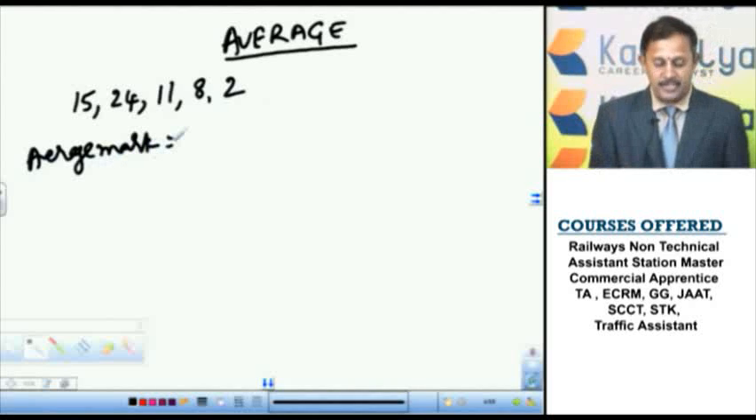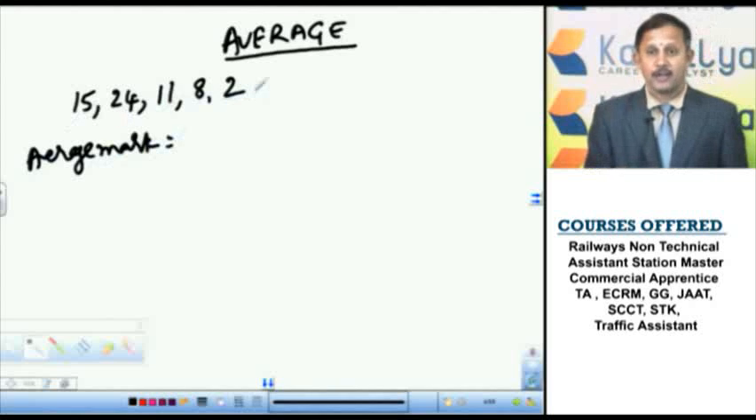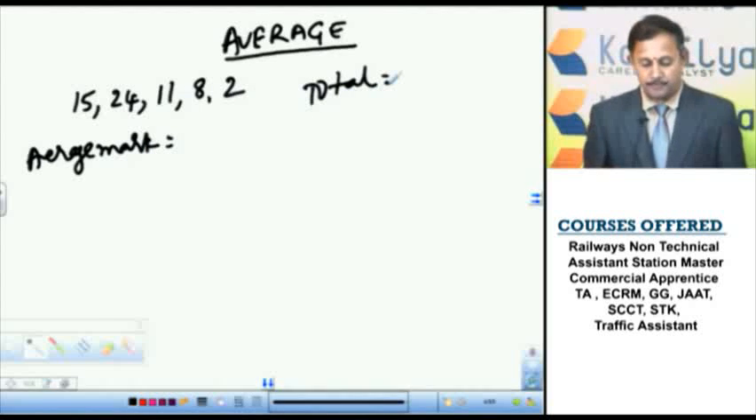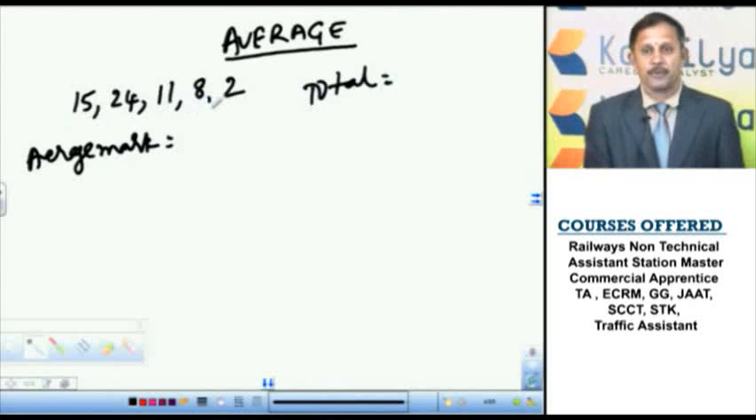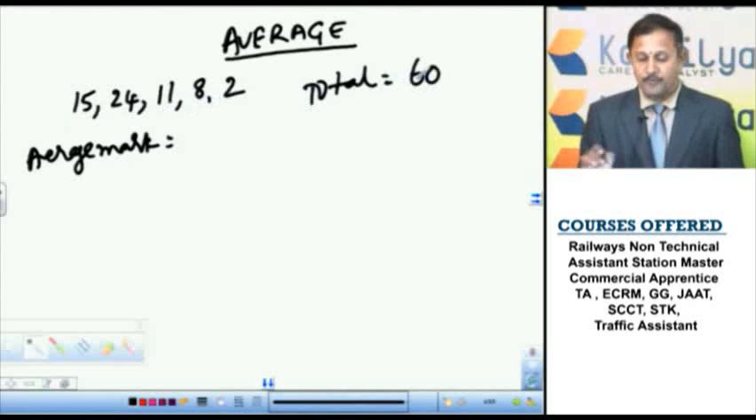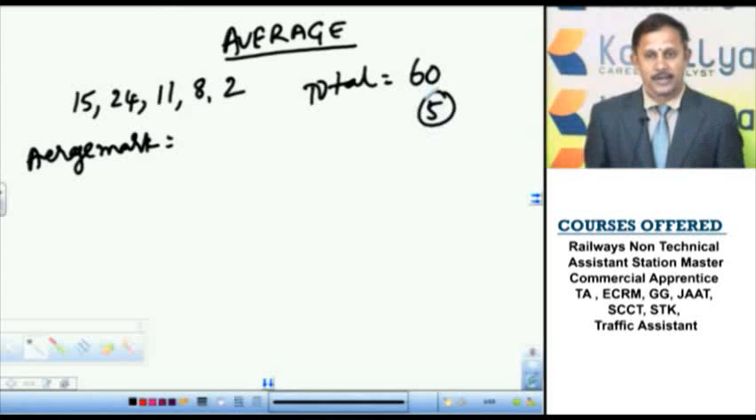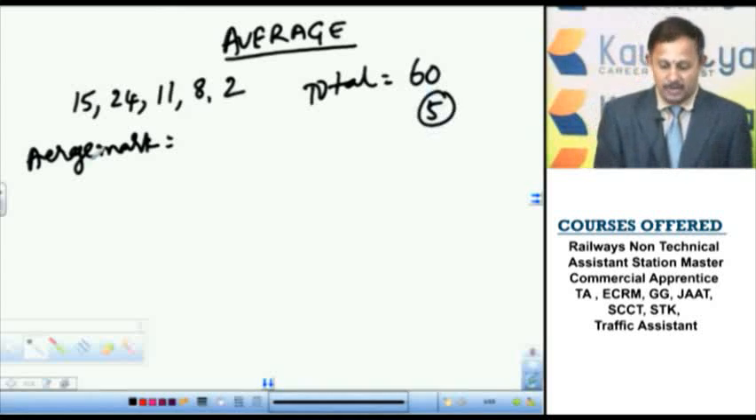So here in this case 15, 24, 11, 8 and 2 are the individual marks. What is the total mark obtained by all the 5? 15 plus 24, 39; 39 plus 11, 50; 50 plus 8, 58; 58 plus 2, 60. So 5 students got 60 marks in total, right? But we have to find the average mark.